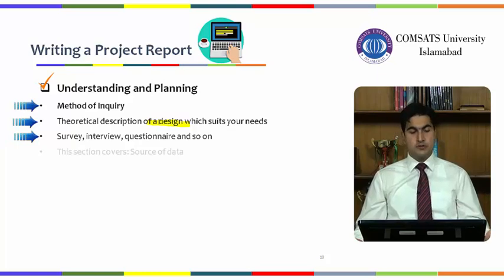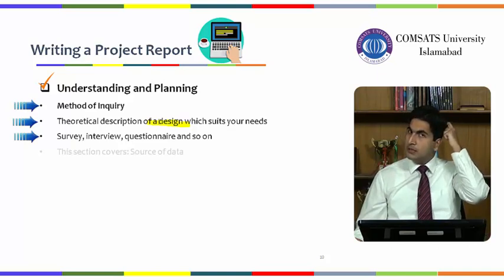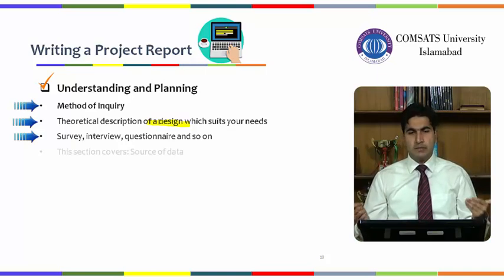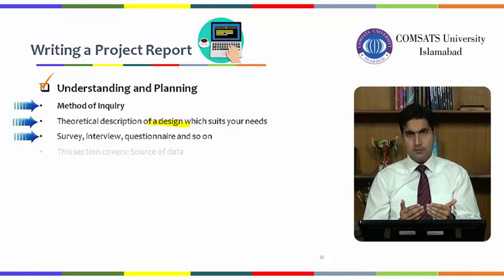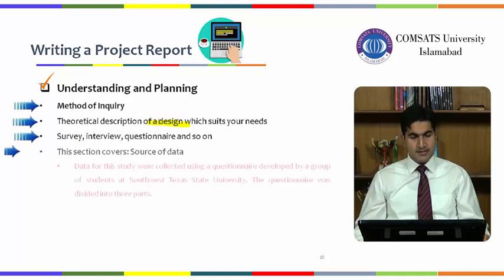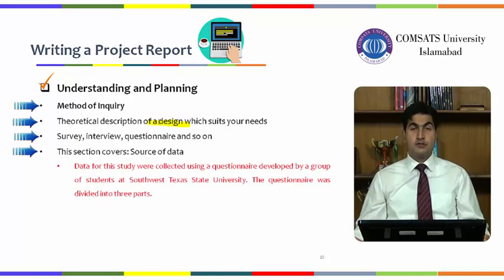These can be the sources of data collection. It can be a survey, an interview, a questionnaire, or any other source of data collection that you can design and defend before the moderators. So it all depends on whether it's really practicable and applicable, and in that sense, of course, you can apply it. But this is the stage in which you have to clearly define it. And the point here is that this section covers the source of the data and how it was collected.